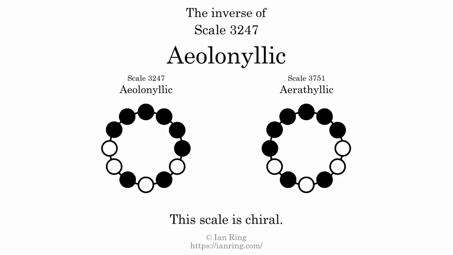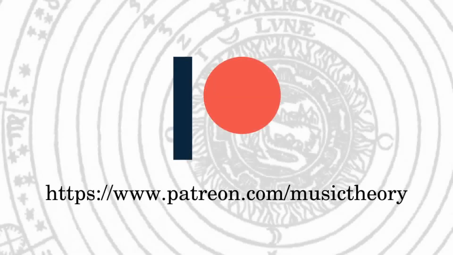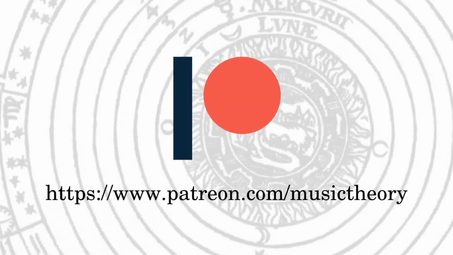The inverse of a scale is a mirror image. It is what you get when the sequence of intervals is reversed. The inverse of this scale is scale 3751, also known as Aeolynlic. This scale is chiral. It cannot transform into its inverse by rotational transformation. This scale has no rotational symmetry. For even more detail about this scale, visit ianring.com/musictheory/scales/3247.